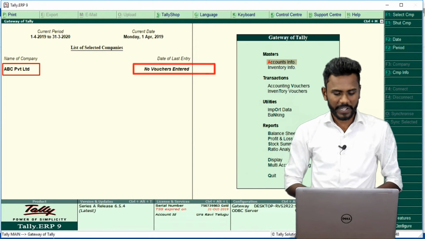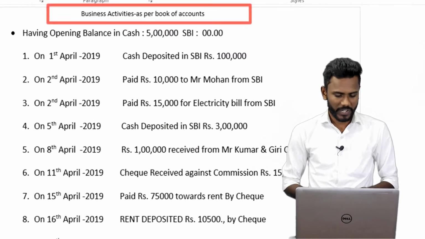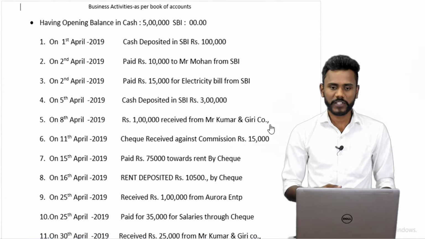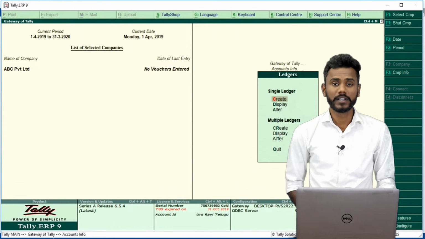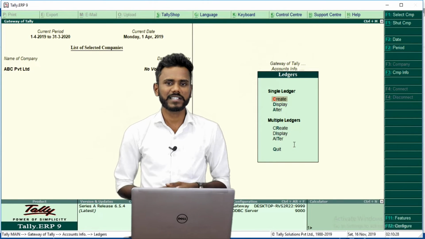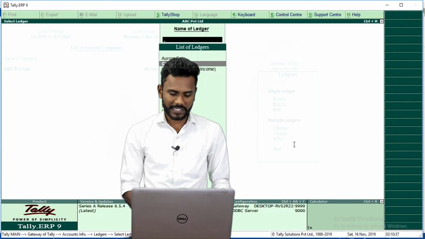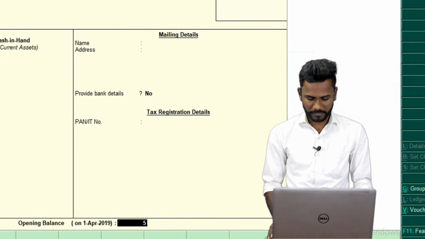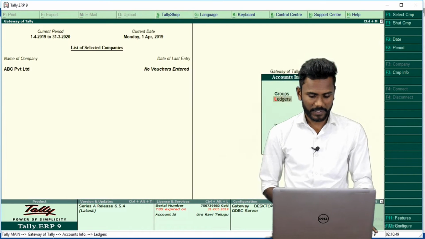Now there is a company called ABC Private Limited, and here we have the basic business activities. To help you understand better, we prepared a small question to understand the process of BRS. The first one is having an opening balance in cash of rupees 5 lakhs. So first we go to Accounts Info, Ledger. In your Tally application, the cash ledger is a default, inbuilt ledger, so you don't need to create a new cash ledger, right? Now I alter and open the cash ledger. There we have the cash opening balance of rupees 5 lakhs. So I entered the cash opening balance as 5 lakhs.